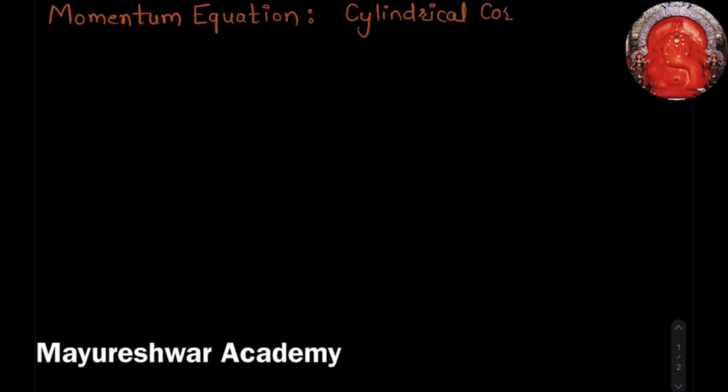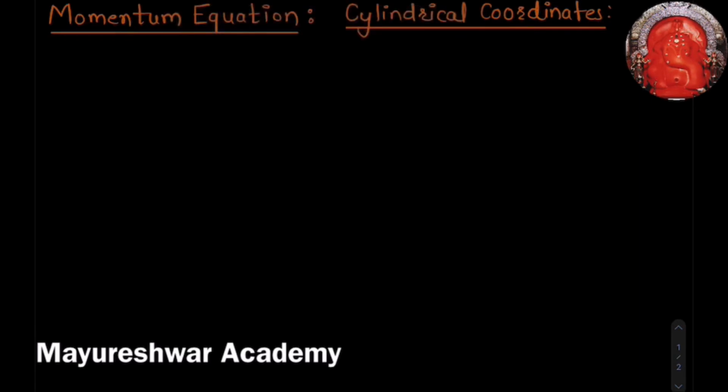In this video we are going to derive the momentum equation in cylindrical coordinates. The Cartesian coordinate non-conservative form is already derived in an earlier video, so you can go through it, and in this video we are going to focus on the momentum equation in cylindrical coordinates.